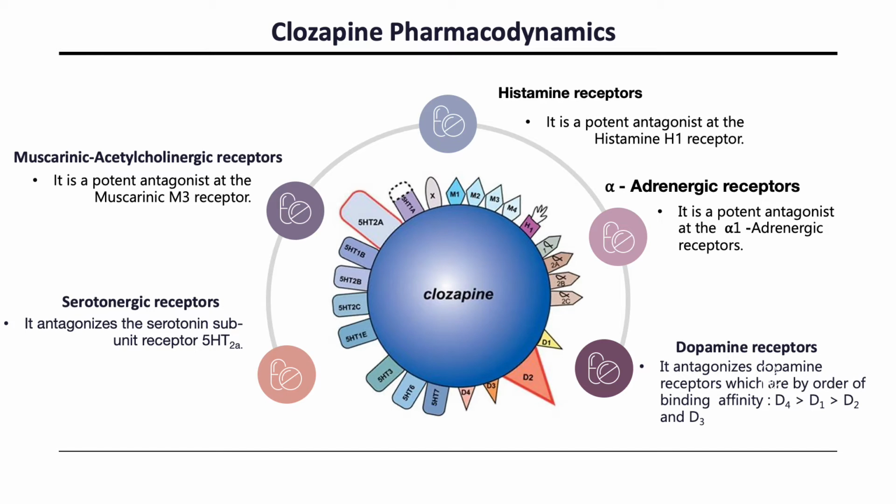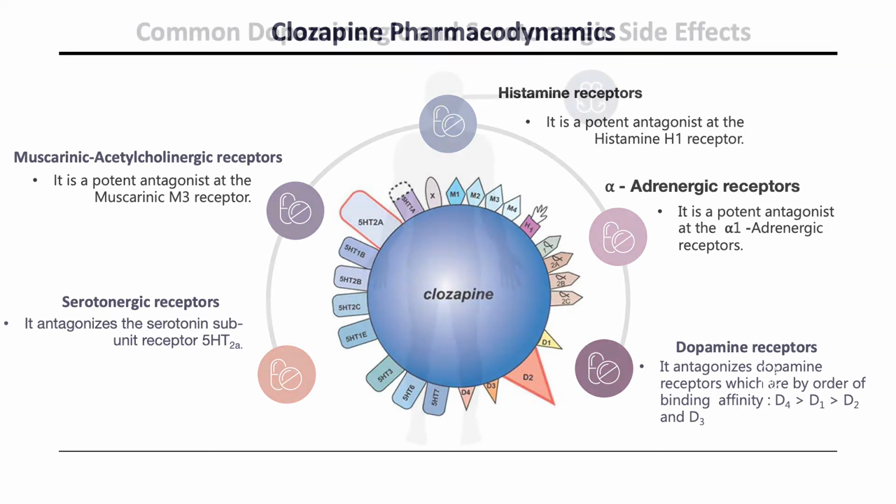Clozapine antagonizes dopaminergic receptors, which by order of binding affinity are D4, D1, D2, and then D3. There's strong evidence that blocking dopamine 2 receptors correlates with antipsychotic effect. However, due to the preference for D4 and D1, antipsychotic effects through D2 receptors are usually only seen at higher doses.